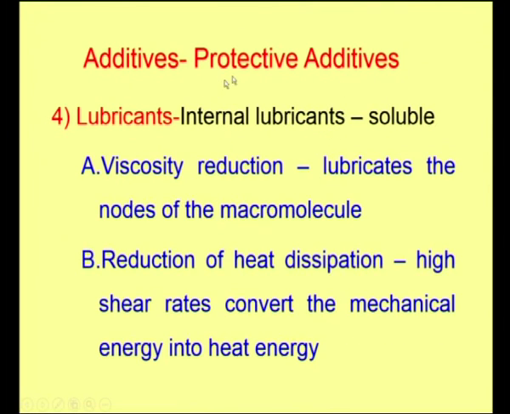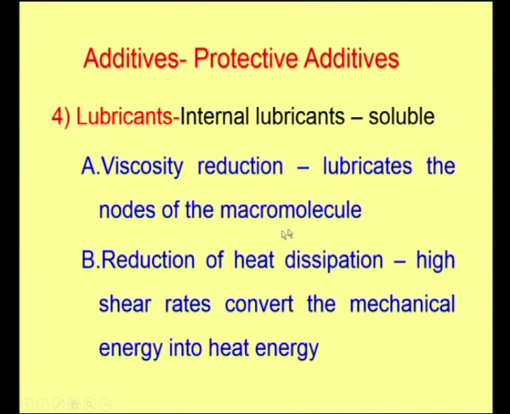Now, there are two main types of lubricants. One is internal lubricant, which is mostly soluble. These are mainly added to reduce the viscosity, thereby lubricating the nodes of the macromolecules. So, macromolecules are nothing but polymeric materials.